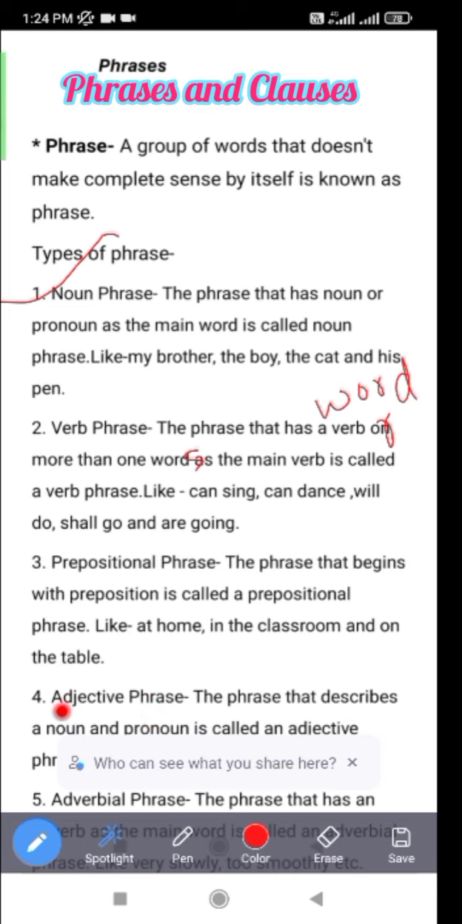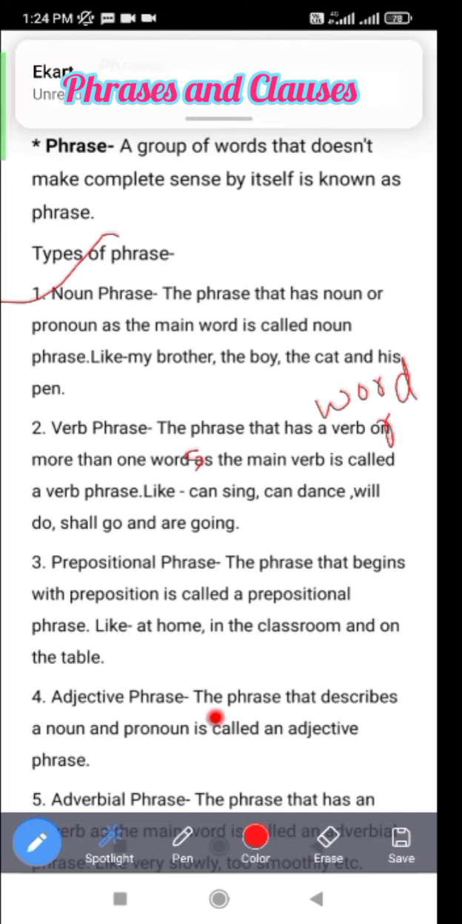The next is the adjective phrase. The phrase that describes a noun or a pronoun is called an adjective phrase. We already know that an adjective describes a noun and pronoun. So obviously the adjective phrase will also describe a noun and pronoun. For example, you can say good boy. Good is an adjective and boy is a noun. So the noun is being described by good. So that is an adjective phrase.